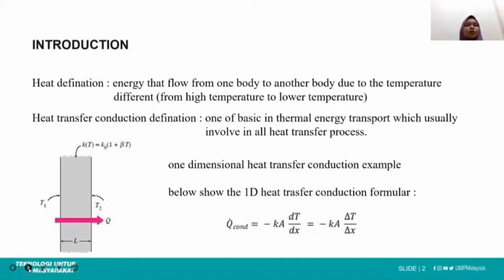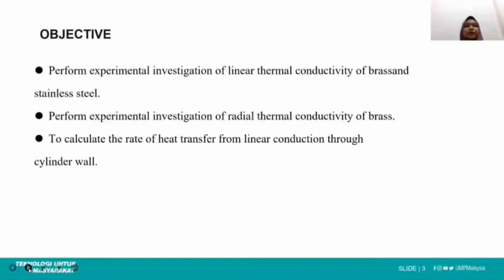This figure shows a one-dimensional heat transfer conduction example. Below, we show the one-dimensional heat transfer conduction formula, which is integrated from Fourier's law. In this experiment, we have three main objectives: to perform experimental investigation of linear thermal conductivity of brass and also stainless steel; next, to perform experimental investigation of radial thermal conductivity of brass; lastly, to calculate the rate of heat transfer from linear conduction through the cylinder wall.